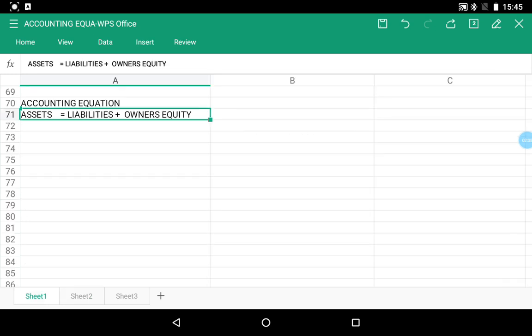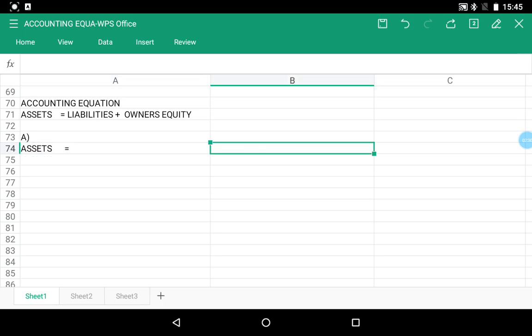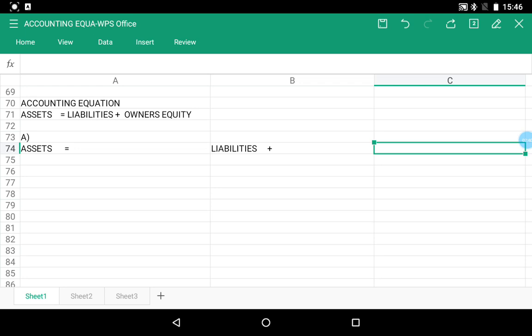So here we are going to work out these two transactions, but remember, each transaction must state our accounting equation. So we are starting with part A. We are going to first state our accounting equation, where assets is equal to liabilities plus owner's equity.